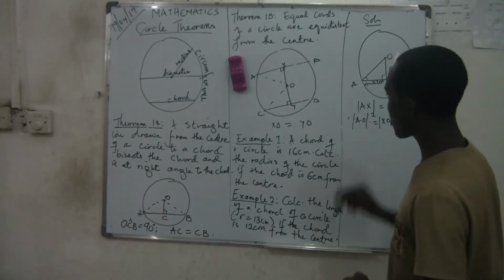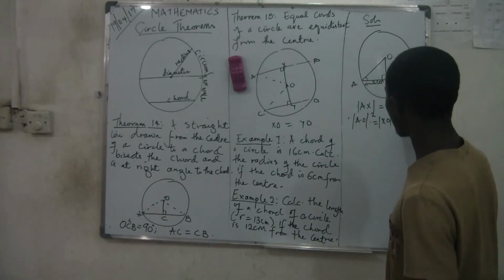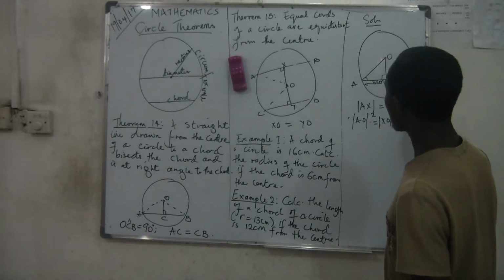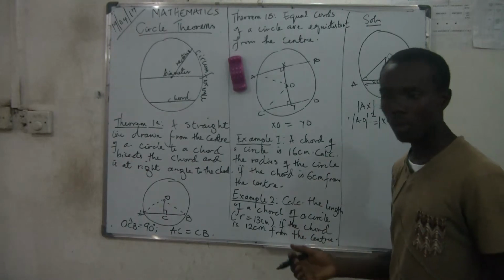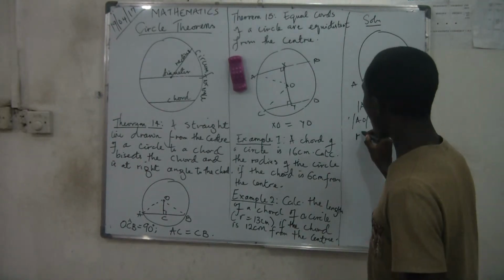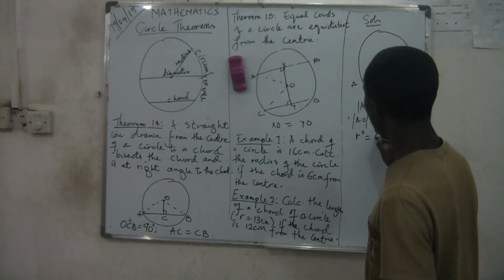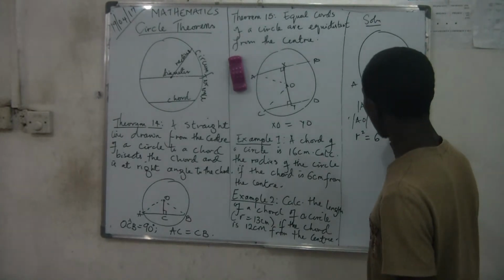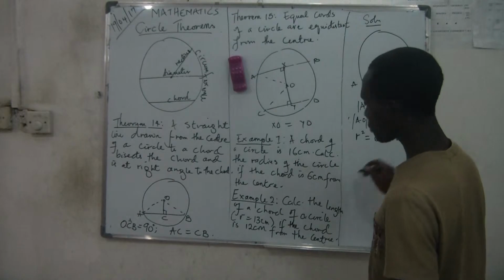The square of the adjacent. The adjacent is the base angle. That's AX square. So AO is unknown, which is our radius. So if AO is equal to radius, you can say that R squared is equal to 6 squared plus 8 squared.